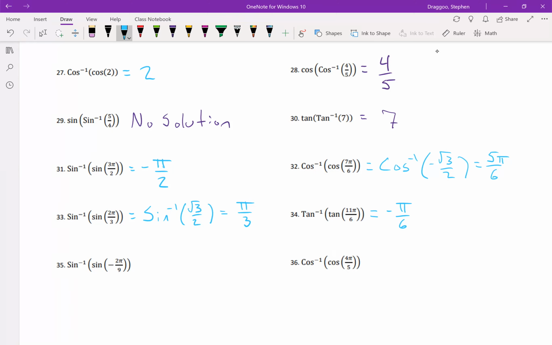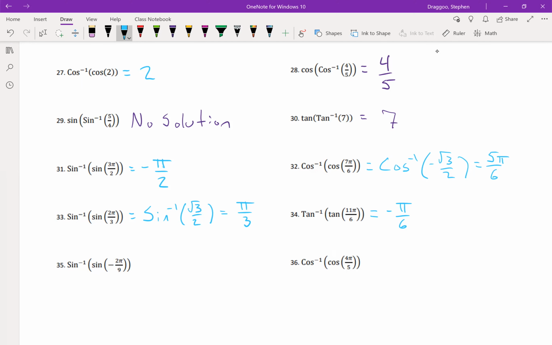Now for 35 and 36, we're now going to be looking at some angles that aren't ones that we have memorized from the unit circle.